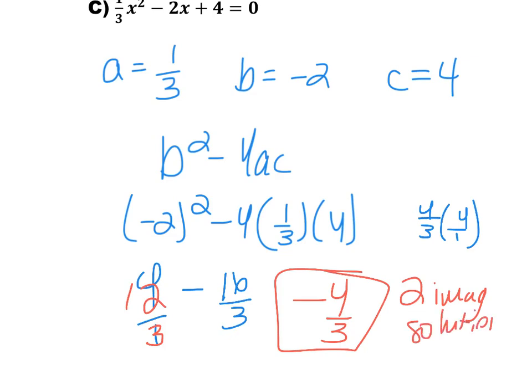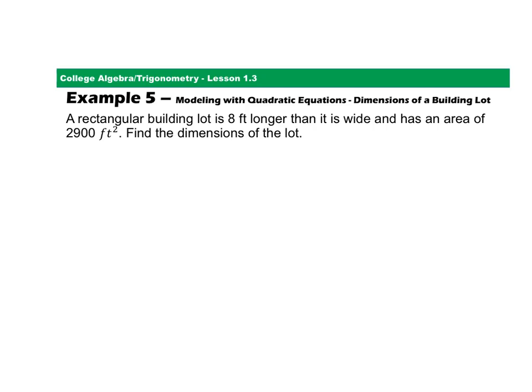You can't turn the 16 over 3 into 4s. A common denominator between 1 and 3 wouldn't be 4. 16 divided by 4 would be 4, not 3. If I asked you how many real solutions there are here, what would you tell me? No real solutions. Good. Not bad.